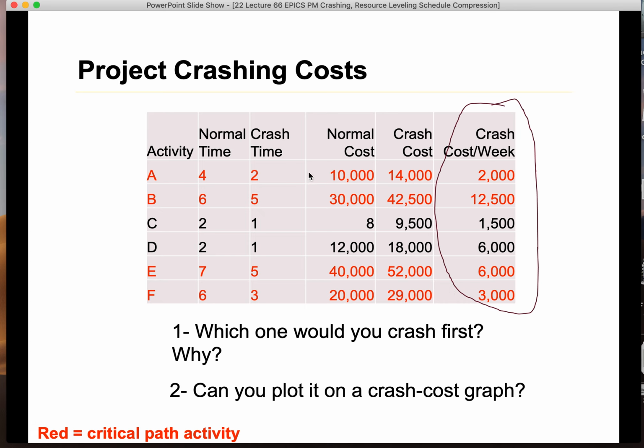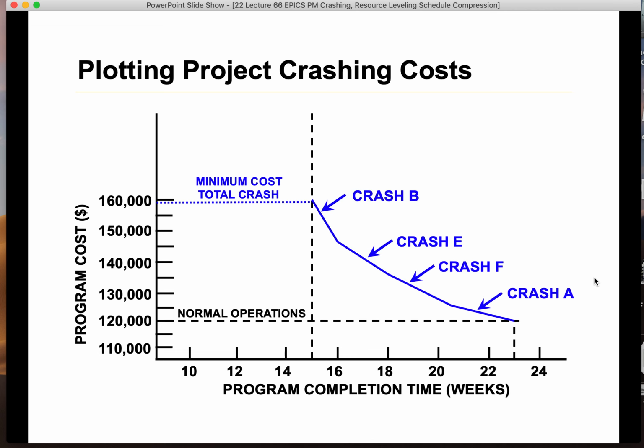Let's go back and calculate here. 2 plus 1 is 3, plus 2 is 5, plus 3 is 8. Yeah, you can save 8 weeks. As you can see, it came from 23 down to 15. Does it make sense now?